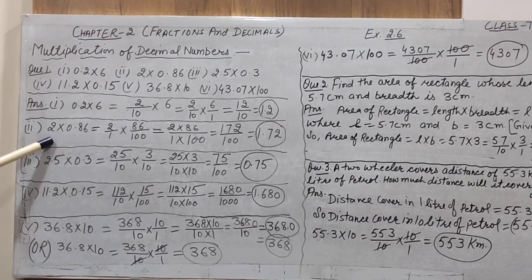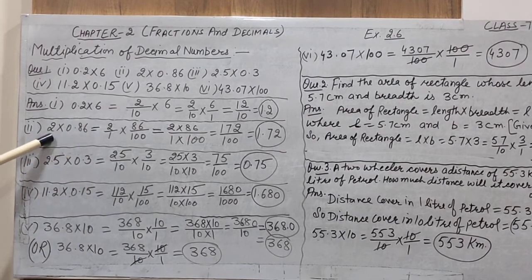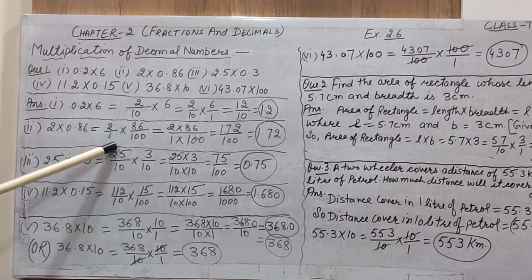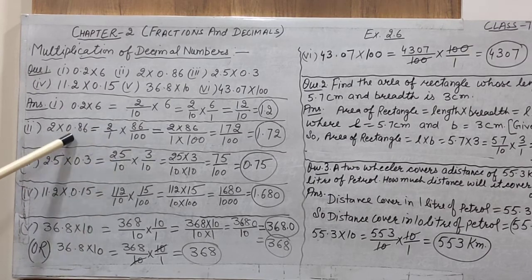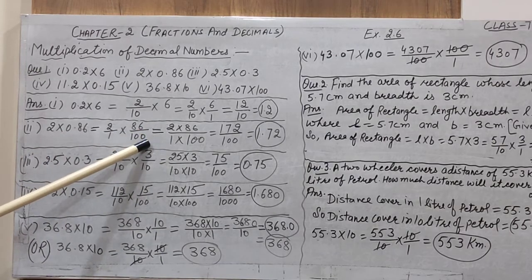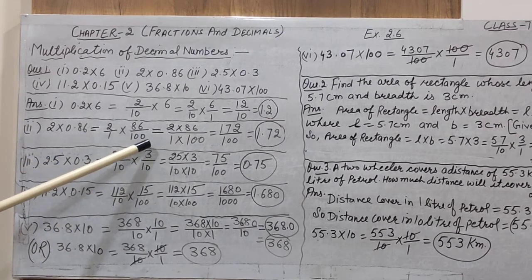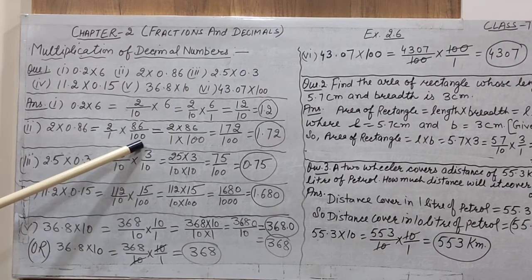So what is the first process? First of all, we have to change the decimal number or the whole number into fractional numbers. So 2 can be written as 2 divided by 1, multiplied with 0.86, which can be written as 86 divided by 100. Why 100? Because after the decimal there are 2 digits. We have to place 2 zeros in the denominator.